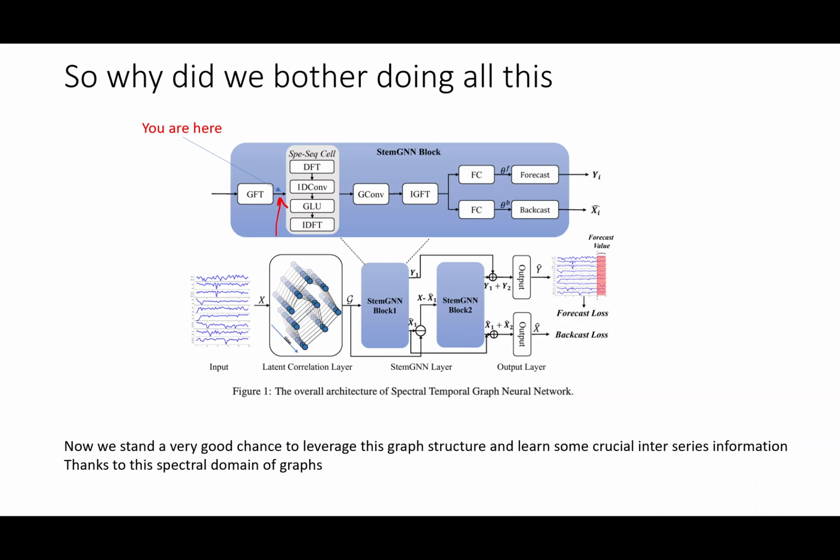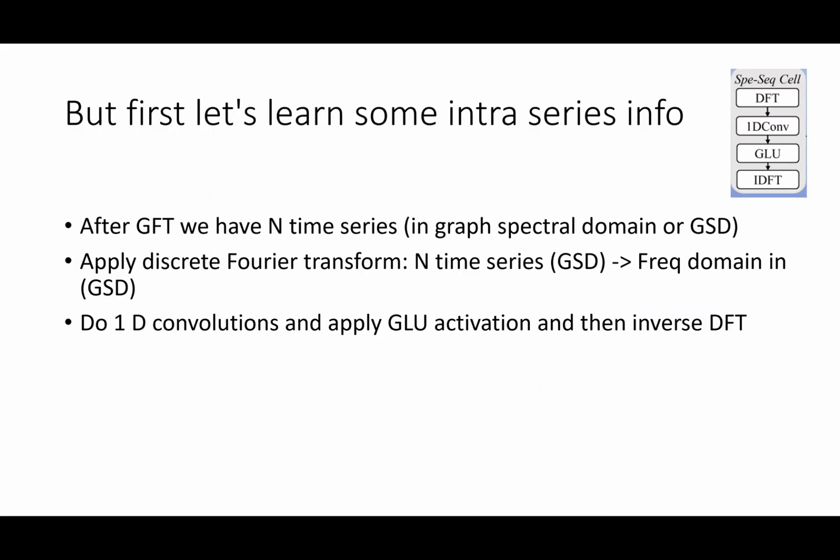So instead of just looking at the graph as a data structure, we are going to look at the graphs in this spectral domain and learn inter-series dependencies there. So we have a very good base now to learn inter-series dependencies. But first, let's learn some intra-series information. Earlier I mentioned how Microsoft stock behaves in and of itself and how it behaves with Tesla, Google, Amazon, and so forth.